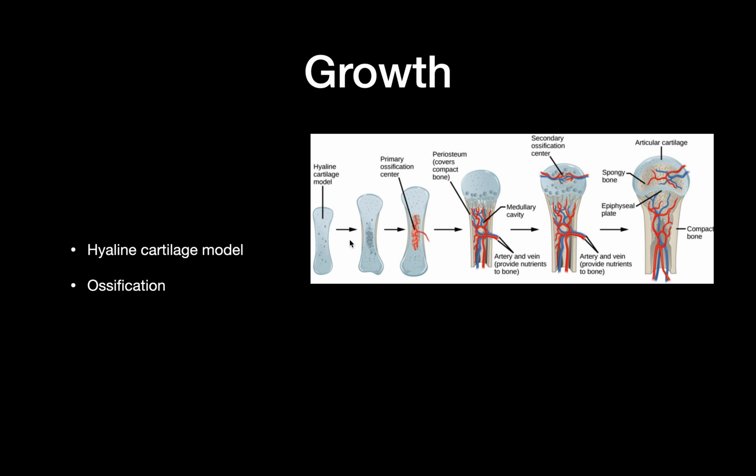And as we develop, we have something called a primary ossification center, and that is when the hyaline cartilage is starting to be converted into actual bone. So it starts in the middle and grows outwards until around puberty. Then you have a secondary ossification center, and that starts to ossify, and bone forms until these two meet towards the end of your growth, and an epiphyseal plate is formed.